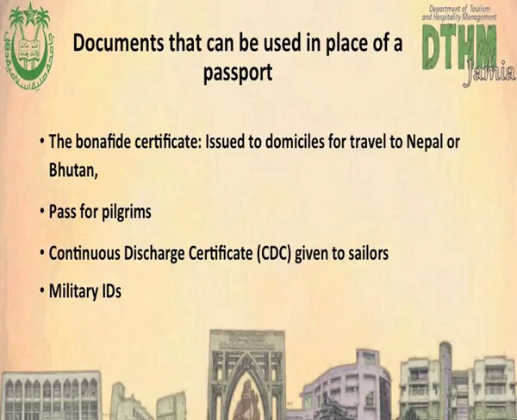These were issued under unique conditions: the bona fide certificate issued to domiciles for travel to Nepal or Bhutan, pass for pilgrims, continuous discharge certificates given to sailors, military IDs, and defense personnel are given this in order for naval ships to pay friendly visits. Compared to the previous specified documents, the status of the passport is substantially higher. The fundamental distinction here is that unlike a passport which can be used for any kind of travel, the documents indicated above are unique papers that are only granted for certain types of travel.